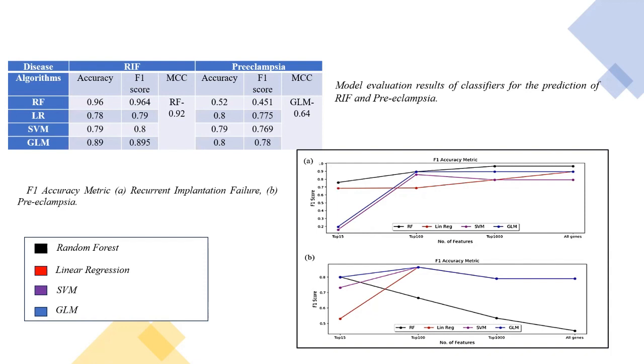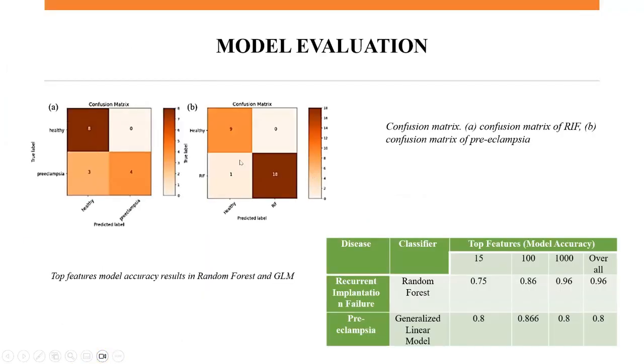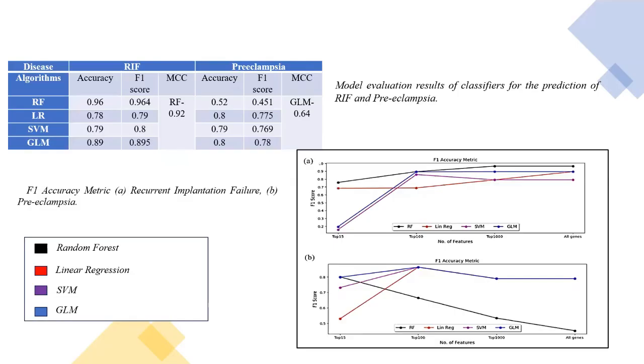But to further confirm it, I have used the Matthews correlation coefficient. As you see, these are the confusion matrices. A confusion matrix is a type of graphical representation that shows the number of healthy and disease samples, the true positive, true negative, false positive, and false negative values. By using these values, I validated my model with the Matthews correlation coefficient. As you see in this table, my Matthews correlation coefficient is 0.92, meaning 92%, for my random forest for recurrent implantation failure, and 0.64 for GLM, which means 64% for preeclampsia.